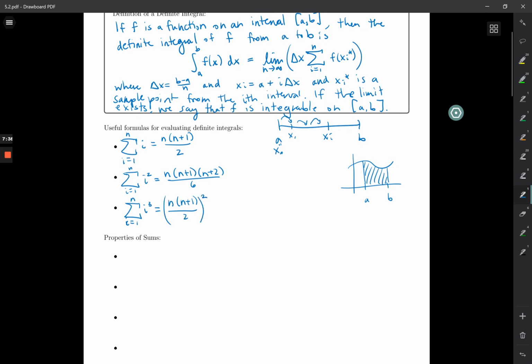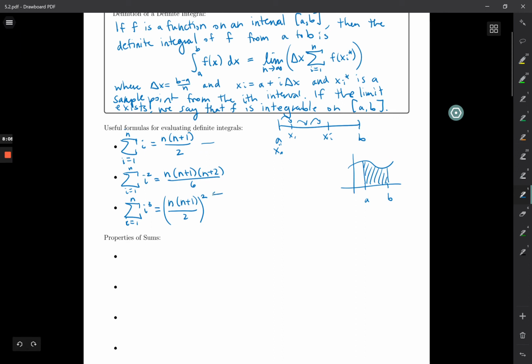Okay, now notice that what's nice about these formulas is that we go from having this summation to having just a formula in terms of n, which is just the number, well, in our case, it will be the number of rectangles, right? So moving from this sum to something that looks like this makes it a lot easier to deal with, and so we are going to be using these quite a bit.